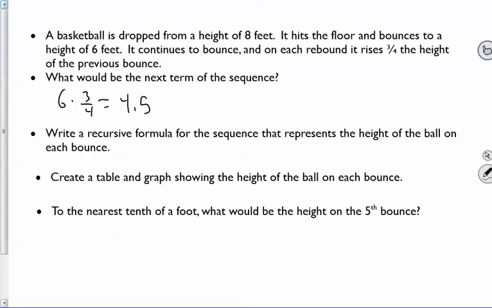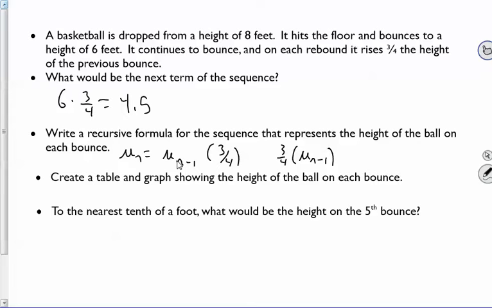Now, if they want us to write a recursive formula for the sequence that represents the height of the ball, well, I guess I could say the next term, u sub n, is the previous term, u sub n minus 1, times 3/4. But you could polish this up and make it 3/4 times u sub n minus 1, which is the previous term. All right.